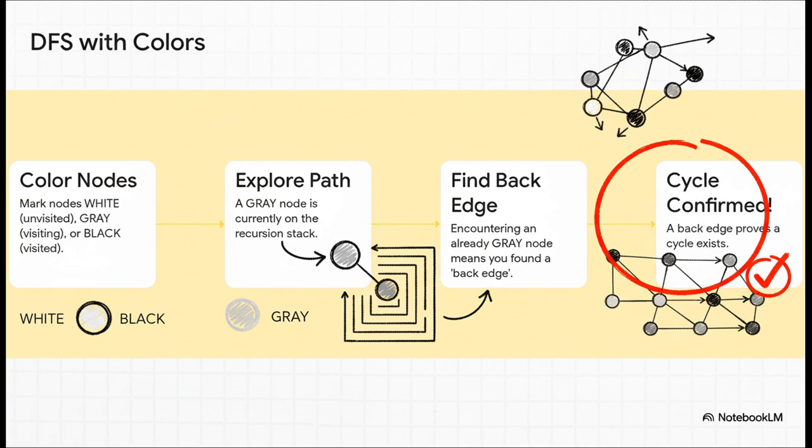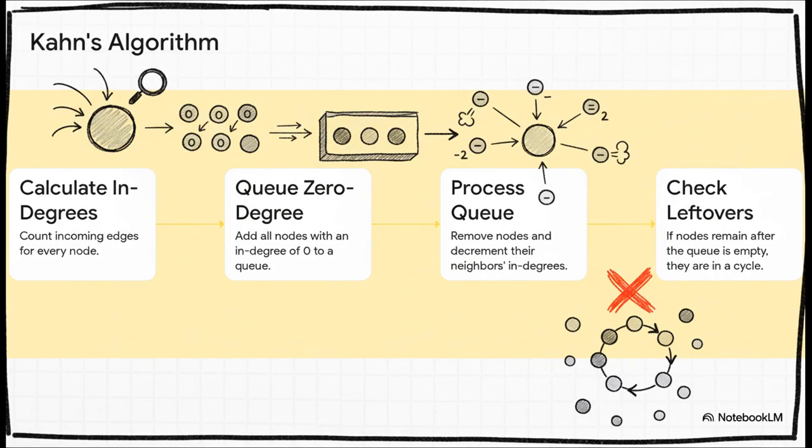First up, we've got a real classic, depth first search, or DFS, but with a clever twist, a coloring system. It's like you're an explorer in a maze. You mark nodes white if you haven't been there. When you start exploring from a node, you color it gray. That means, hey, I'm currently on this path. Once you've checked all its neighbors, you color it black, all done here. Now, the magic happens in step 3. If you're exploring from a gray node and you stumble upon another gray node, you've found a back edge. You've circled back to a node that's still on your current path. And that, my friends, is a cycle. Guaranteed.